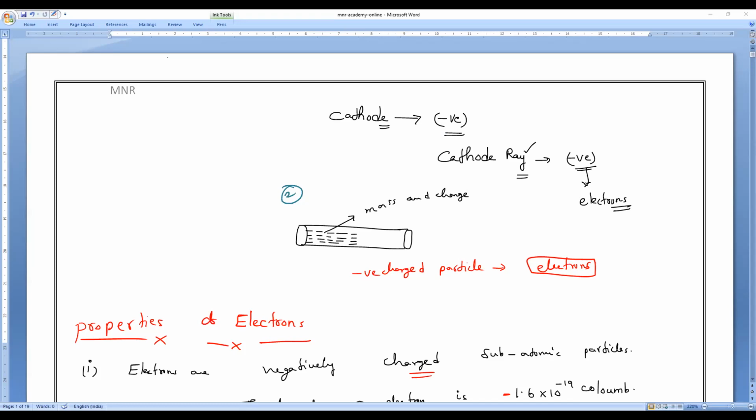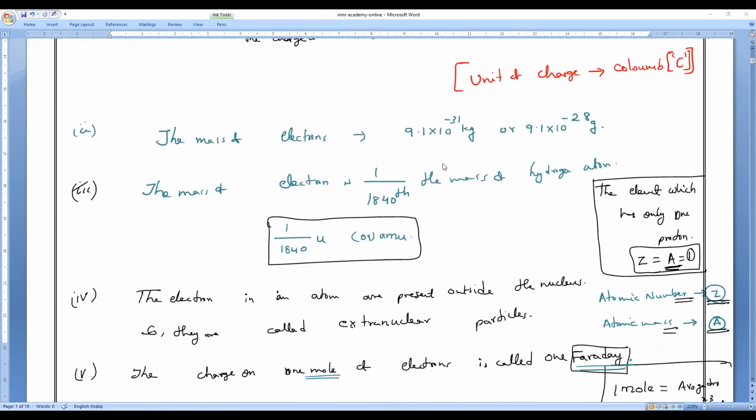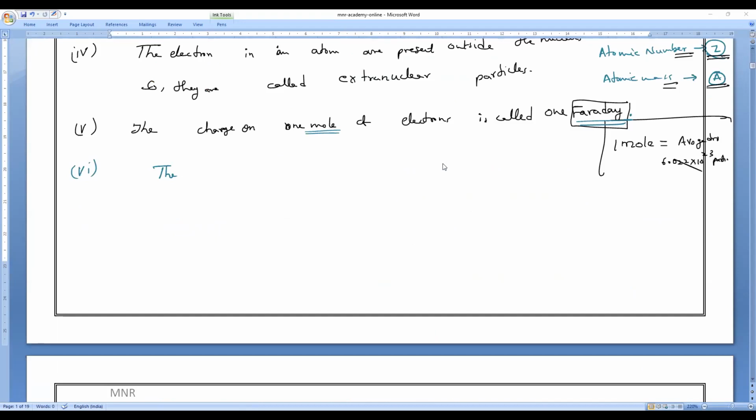Yes. Only one girl is writing, remaining all are simply sitting. So, irrespective of the source, the nature of all the electrons is what? Same. That is the last point.